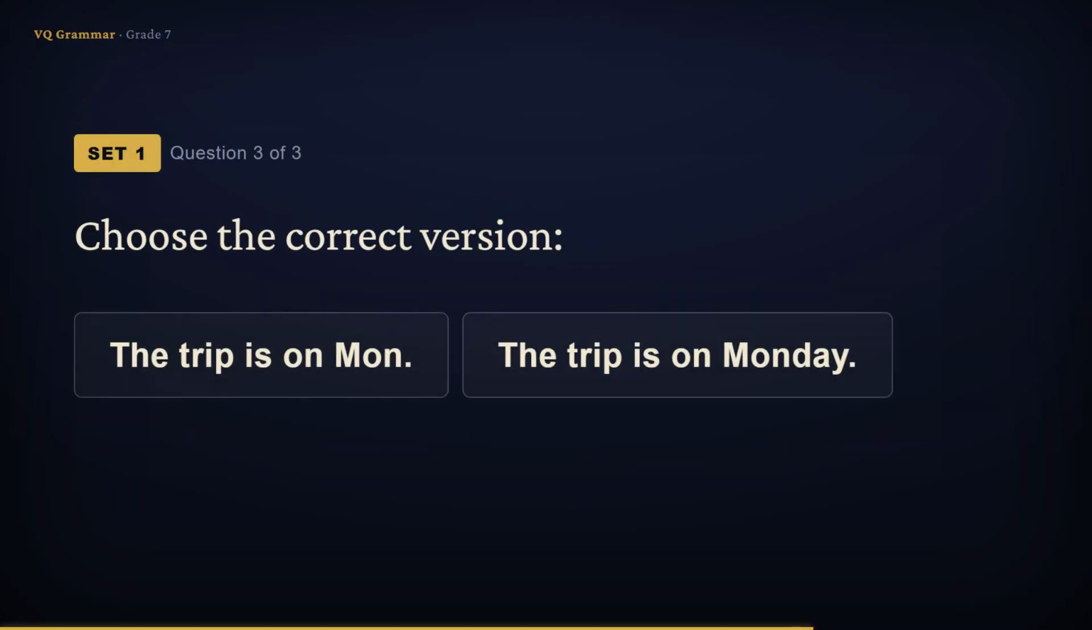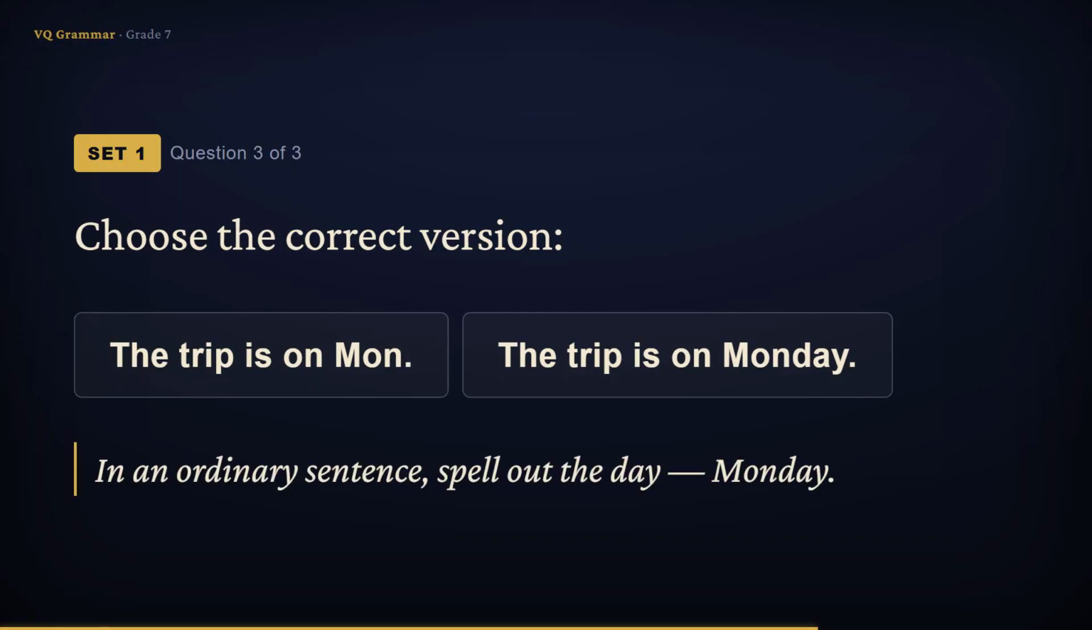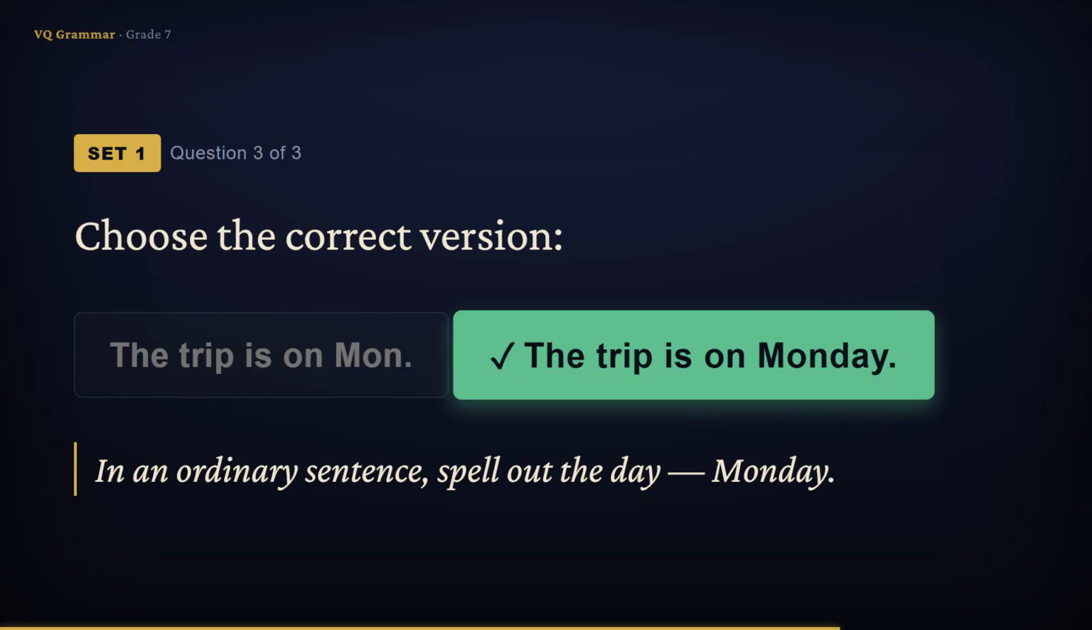The trip is on Monday. This is a plain, ordinary sentence, not a chart, so the day of the week should be spelled out in full. Mon would only fit inside a chart or a list, so the answer is the second option.